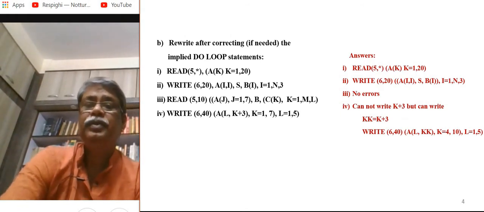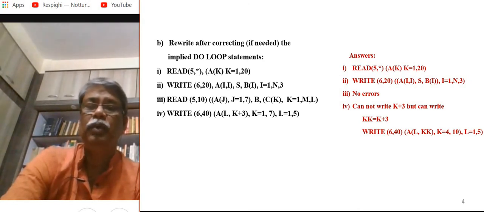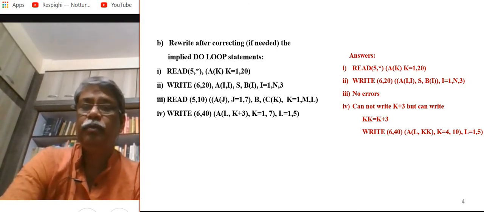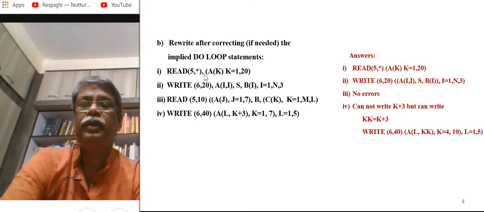Well, probable mistakes, simple mistakes, nothing to do with logic that much, but you are very prone to this kind of errors to start with. So read 5 comma star comma etc. So the answer is given that this comma is invalid somewhere here, so comma is not here, right? And another thing is write 6 comma 20 comma. So again comma is the problem.